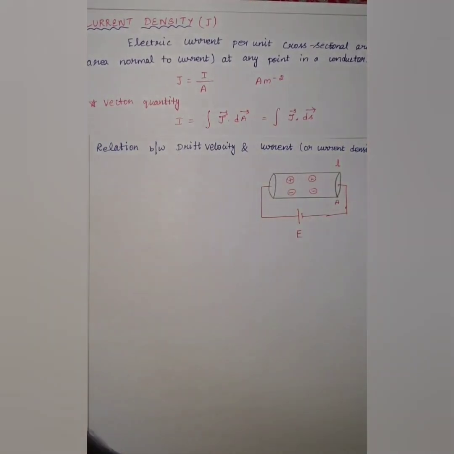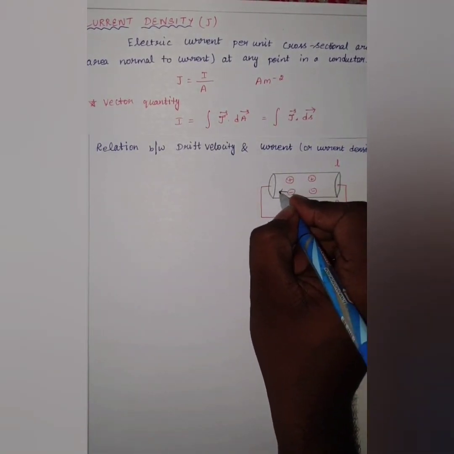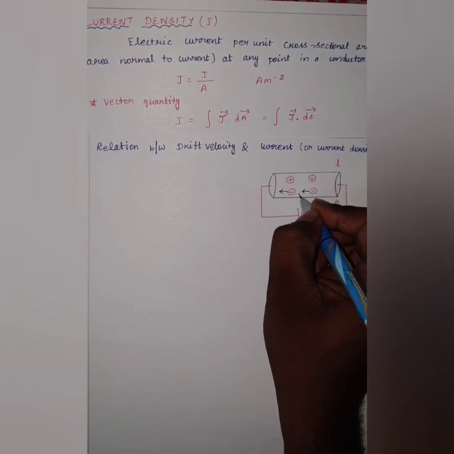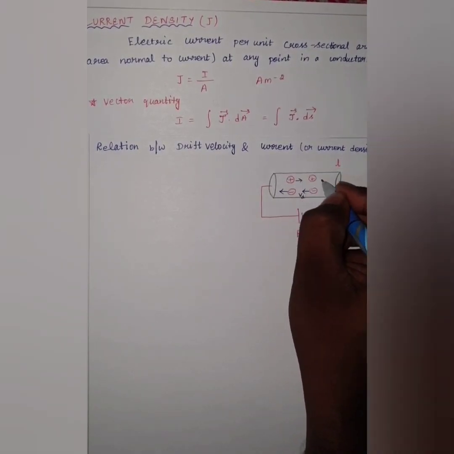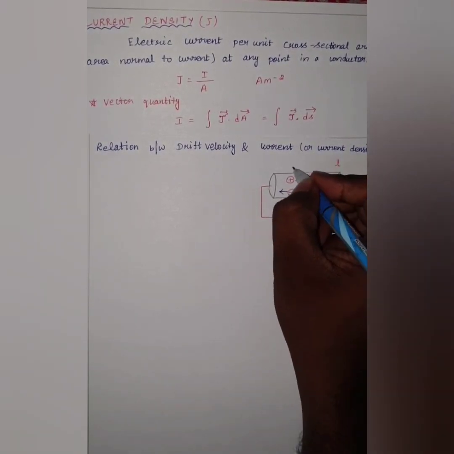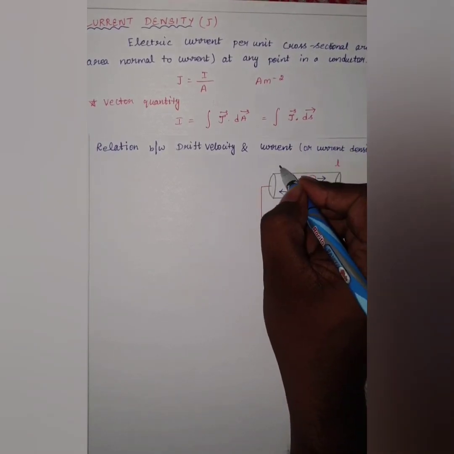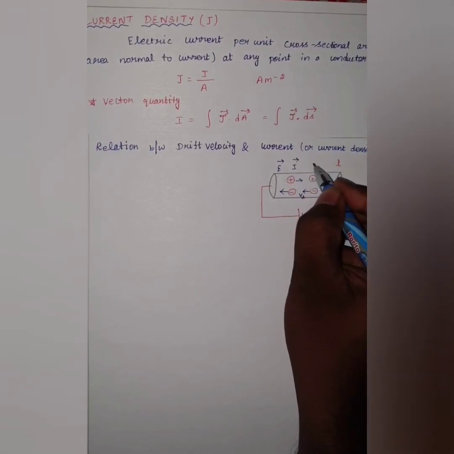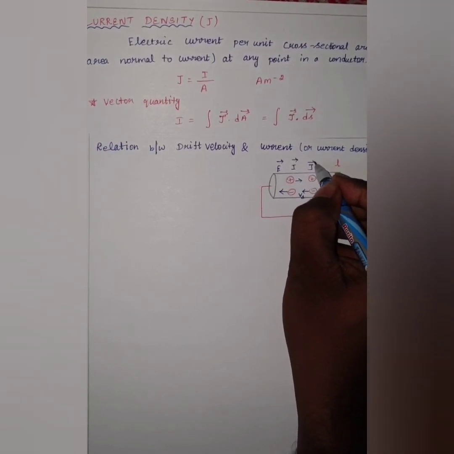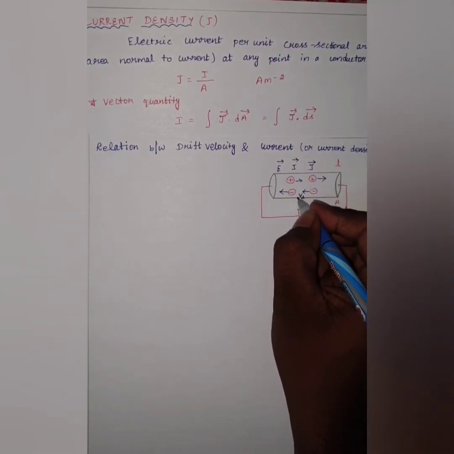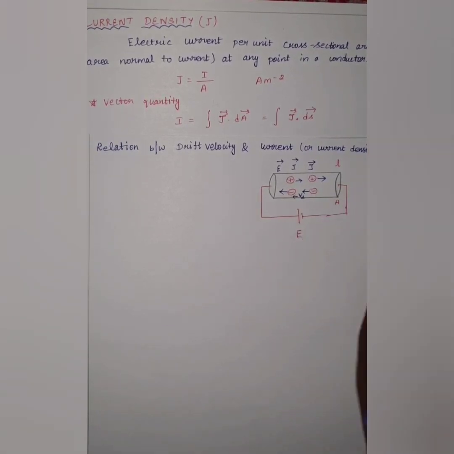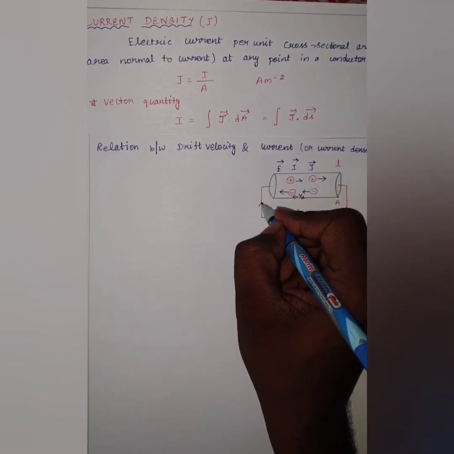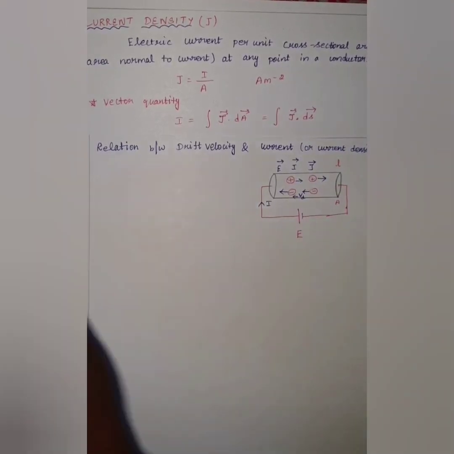Here the protons and the electrons are both available. When I apply the external electric field, the electrons move towards the positive side with a velocity called drift velocity, and the protons move towards the negative side of the battery. The electric field, the current and the current density are all in this direction, but the drift velocity alone is in the opposite direction. Hence the current I moves in the circuit.